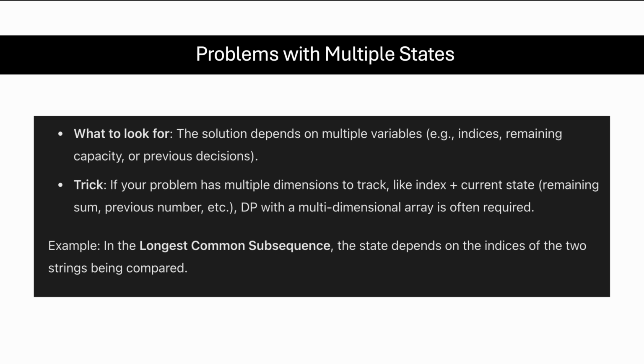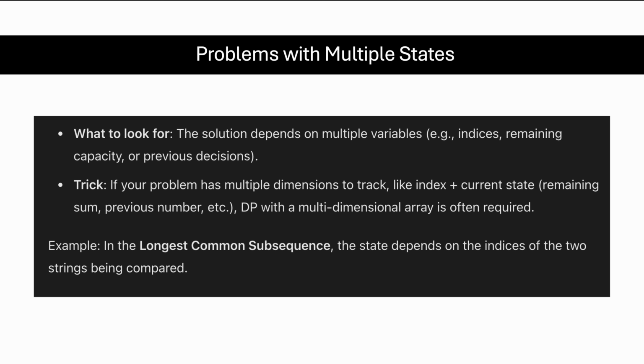Problems with multiple states. I would like to give a very simple example. Let's say you are in the top left corner of a grid, and you need to move to the bottom right corner.